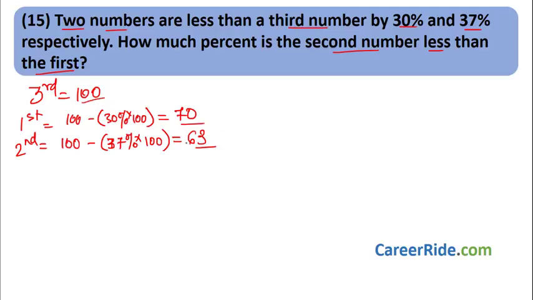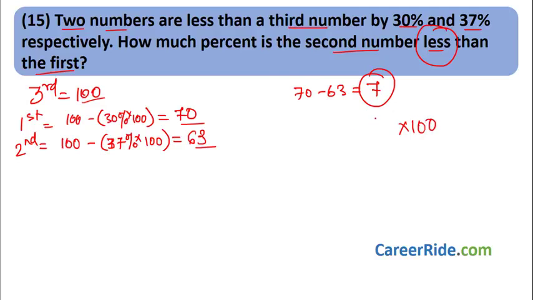Now we want to find out how many percent the second number is less than the first. So this is like the previous sum, where the less quantity is there. How much is the second number less than the first? 70 minus 63 equals 7. So the second number is 7 less than the first number, and we have to find how much percent less it is. So for percent, what do we do?